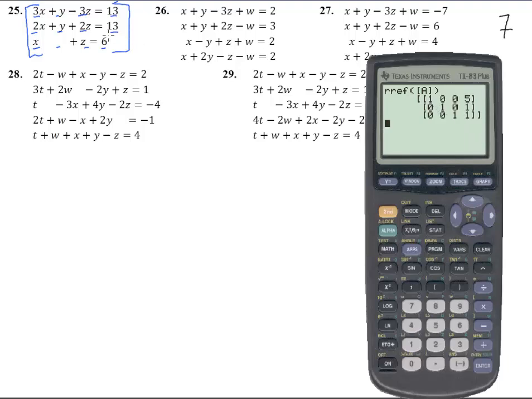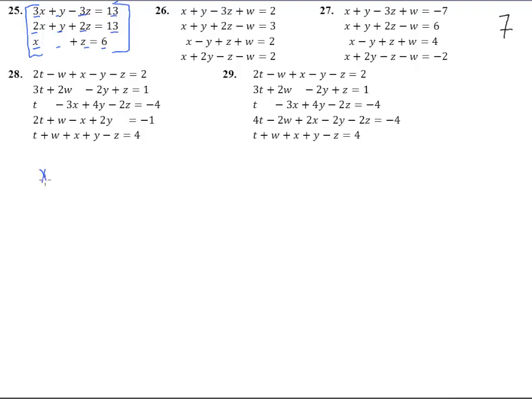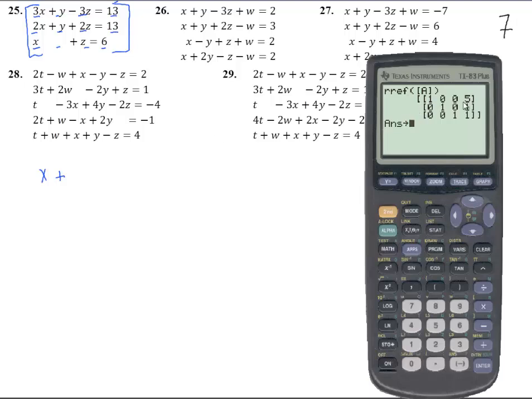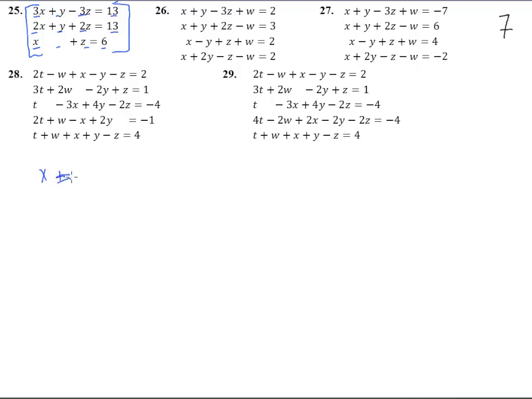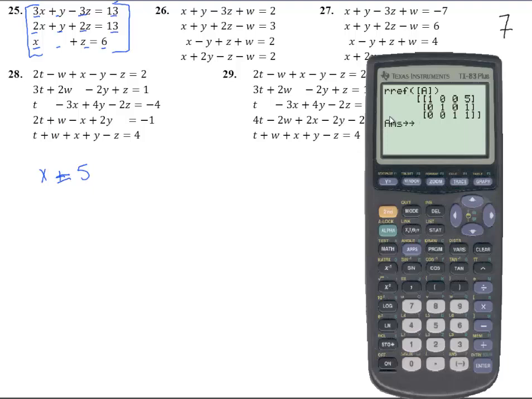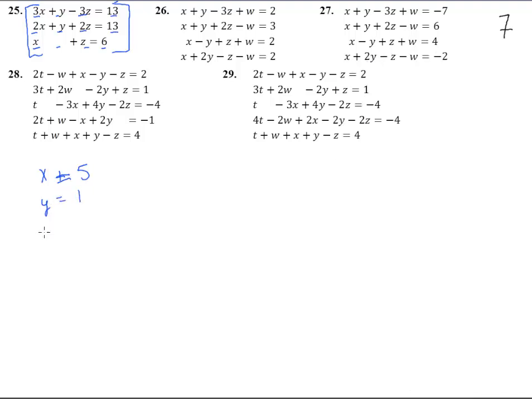Now remember, the first column were the x's, the second column the y's, third column the z's, and the fourth column were the constants that they were equal to. So if we reinterpret this, this means 1x plus 0y plus 0z equals 5. Y equals 1 and z equals 1. So that's for number 25. And there's our solution.